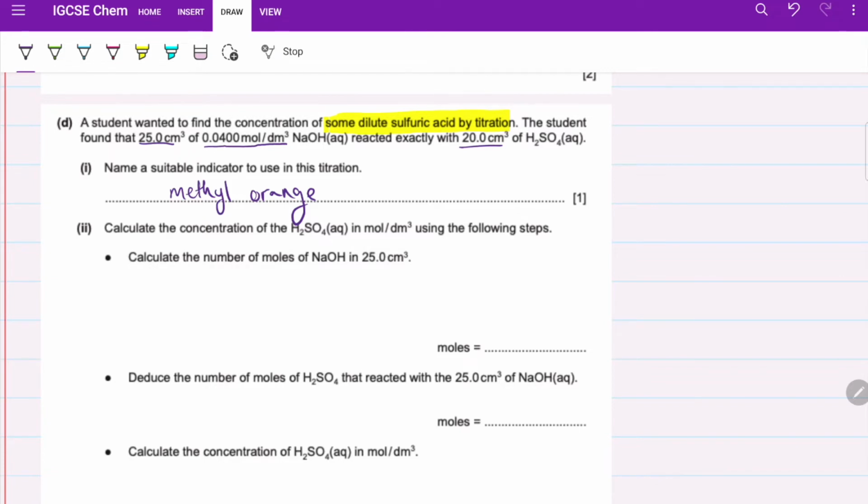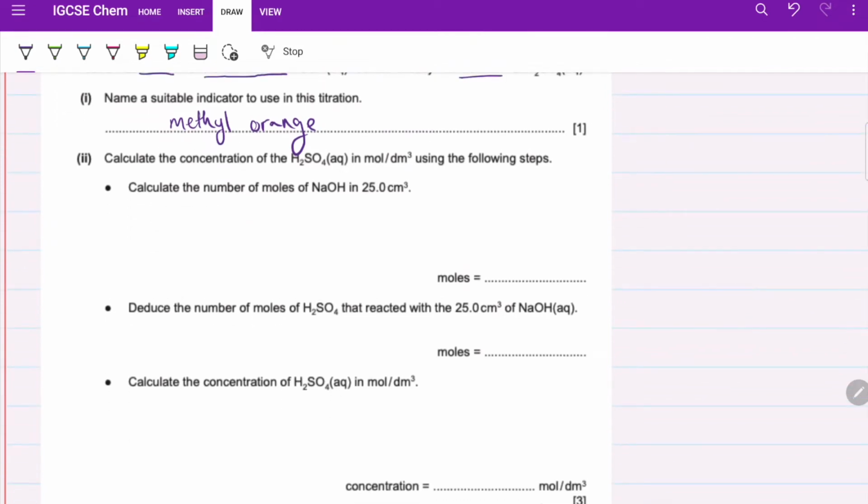Now, we need to calculate the concentration of H2SO4 in moles per decimeter cubed using the following steps. Calculate the number of moles of sodium hydroxide in 25 centimeters cubed. Okay, so let's do that. We know the general formula for concentration is C is equal to N over V. N is the number of moles, V is volume. So if you want to find the number of moles, it will be concentration times volume. You can remember it through this triangle. N is here, C is here, V is here. So C times V, and then on the top here is division.